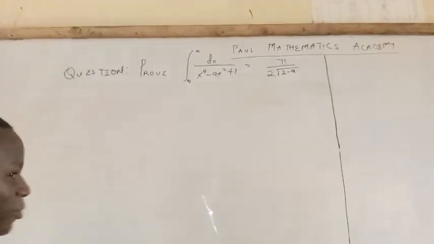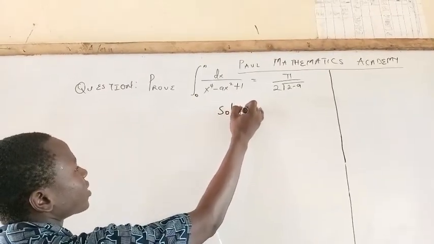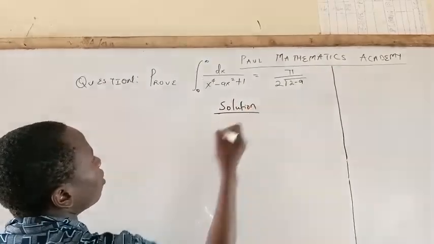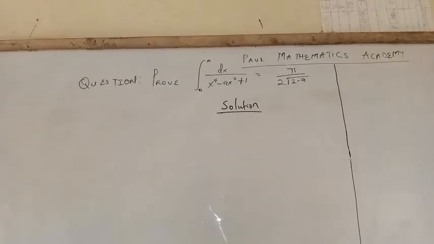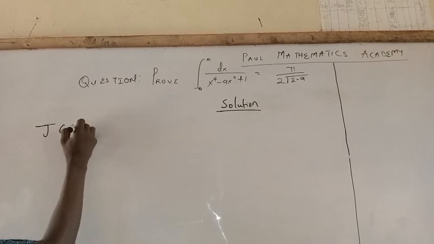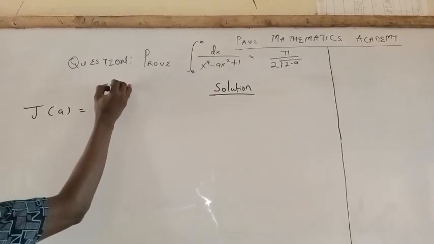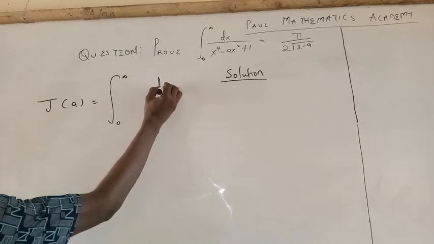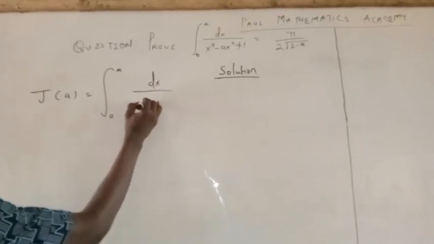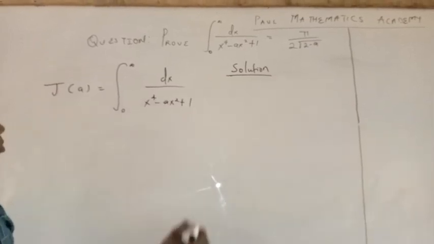So, solution. Okay, so let me call this integral J. Yeah, I like the letter J very well. So J is equal to the integral running from 0 to infinity of dx over x raised to the power 4 minus a x squared plus 1.